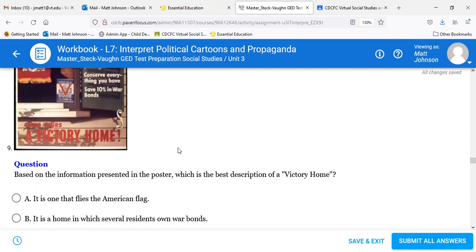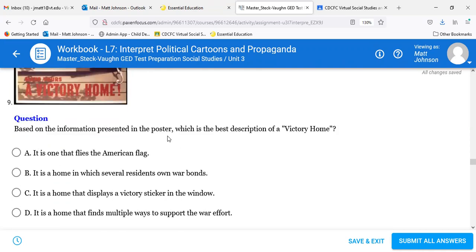Number 9, Fatia, I heard you commenting there. You want to read number 9 for us? Yes. Based on the information presented in the poster, which is the best description of a victory home? A, it is one that flies the American flag. B, it is a home in which several residents own war bonds. C, it is a home that displays a victory sticker in the window. D, it is a home that finds multiple ways to support the war effort.